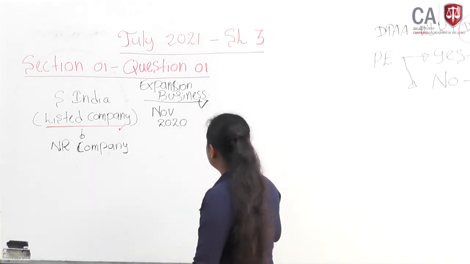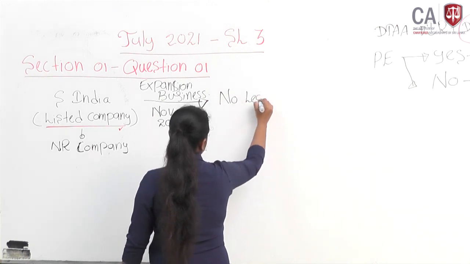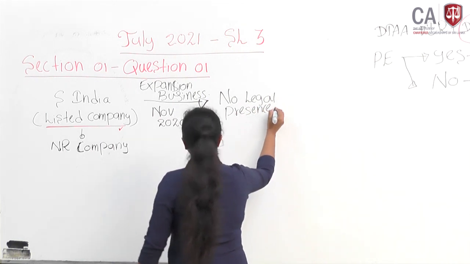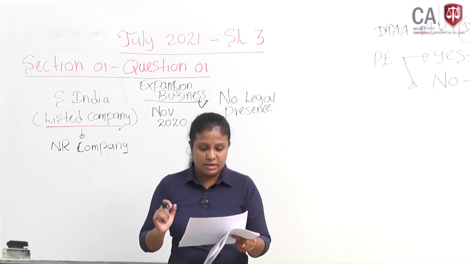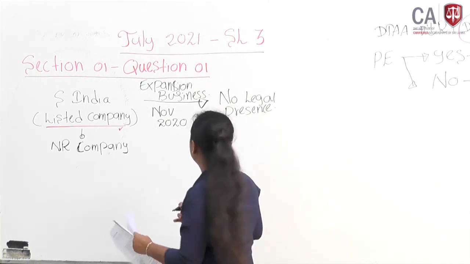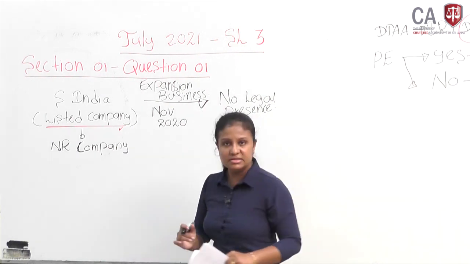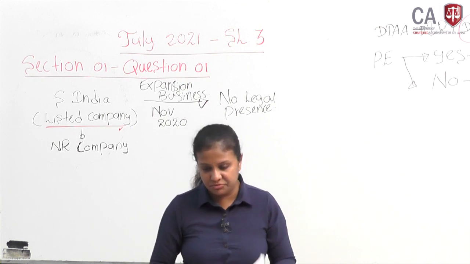Then, what's the important point? No legal presence by them. Then, what is your position? You are the tax advisor and you have to look at all these angles when it comes to taxation. This is the first part of it.